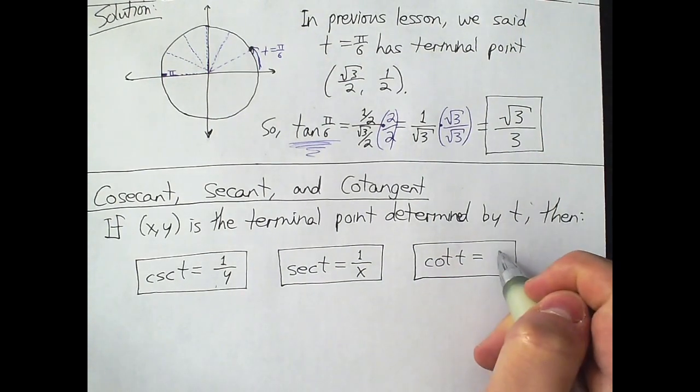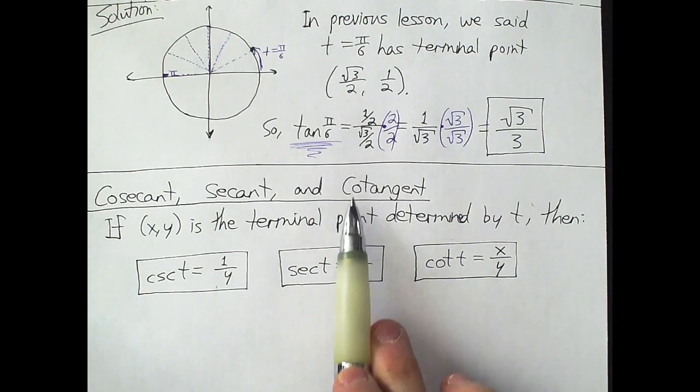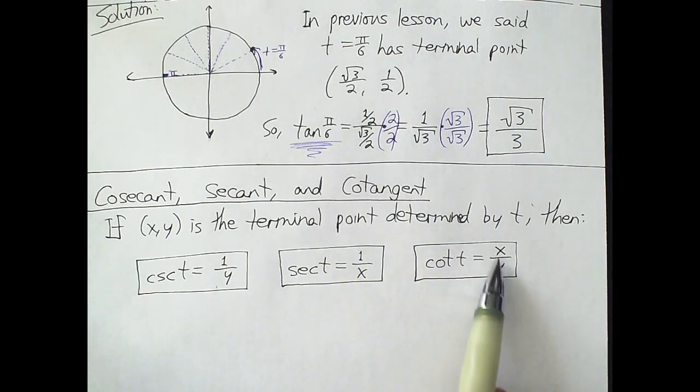Cotangent is x over y, which kind of looks like a flipped upside down version of tangent. And it is called cotangent. It's the reciprocal of tangent.